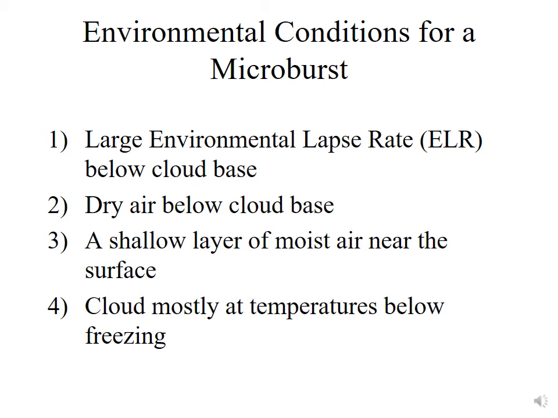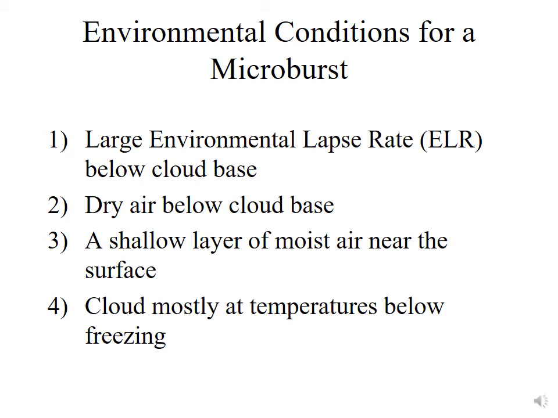Secondary ingredients that would enhance a microburst would be a shallow layer of moist air near the surface. Why is that? Well, moist air is less dense than dry air. So if you have moist air down there, it's easier to be pushed out of the way, and it won't affect the density. It'll keep a negative buoyancy associated with the downdraft.